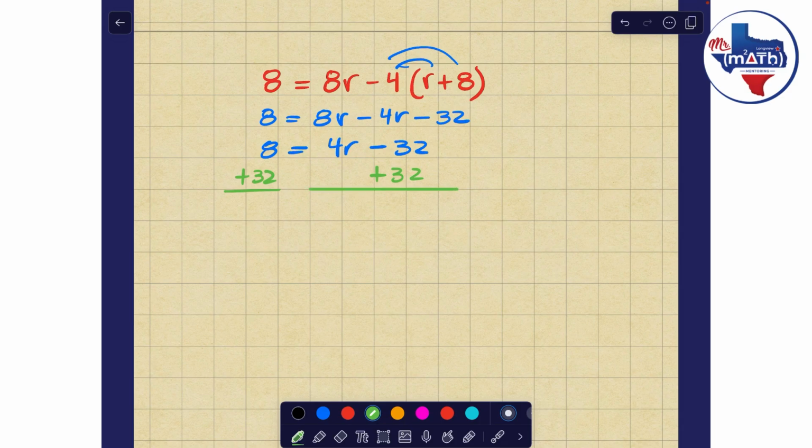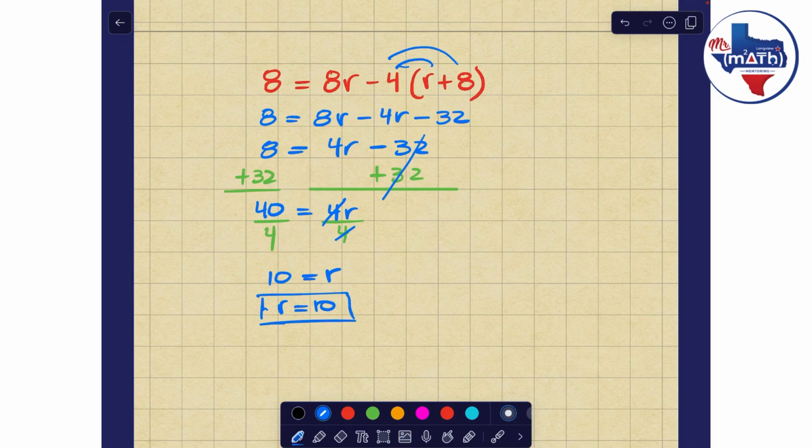Okay, so this negative 32 plus 32 will cancel out, and we'll have 4r equals 8 plus 32 will be 40. Our next step will be to divide by 4 on both sides. Okay, 40 divided by 4 is 10, and the 4 will cancel out. So the value of r is equal to 10.